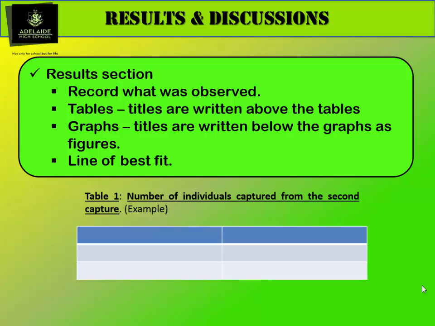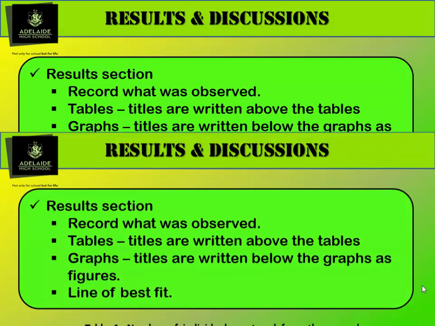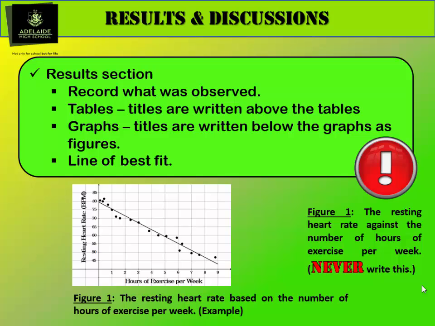Tables. In regards with tables here, titles must be written above the table. So here, for example, number of individuals captured from the second capture is an example. And then you have your table here. Your graph. All right, this is an example of your graph. Titles are to be written below the graphs as figures, and it's the line of best fit.